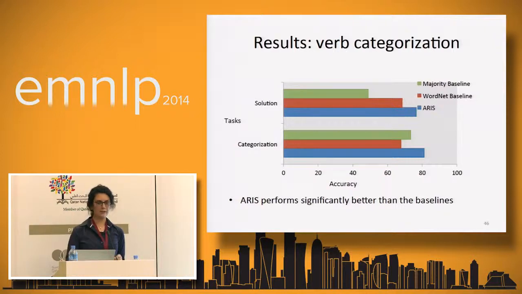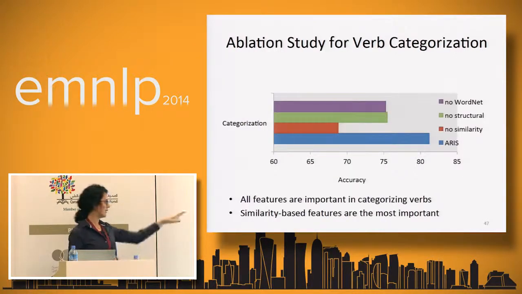We also evaluated our method on verb categorization and compared it with 2 baselines. One is a majority baseline that uses the most frequent verb sense, and also a WordNet baseline that uses the WordNet verb senses. And as you see, the blue line shows the accuracy of our method in verb categorization and also solution. And as you see, we significantly outperform both baselines.